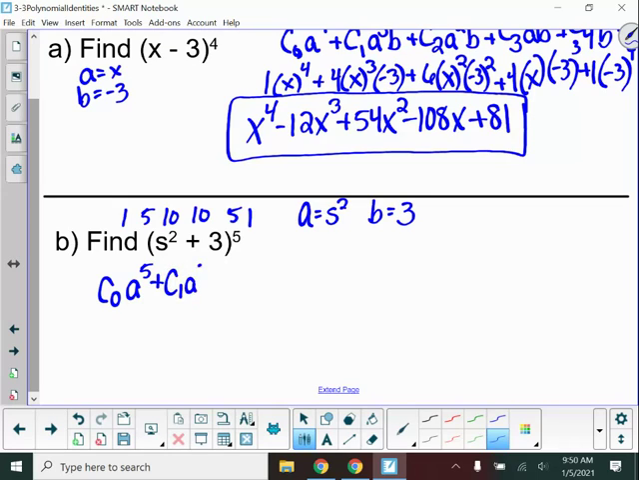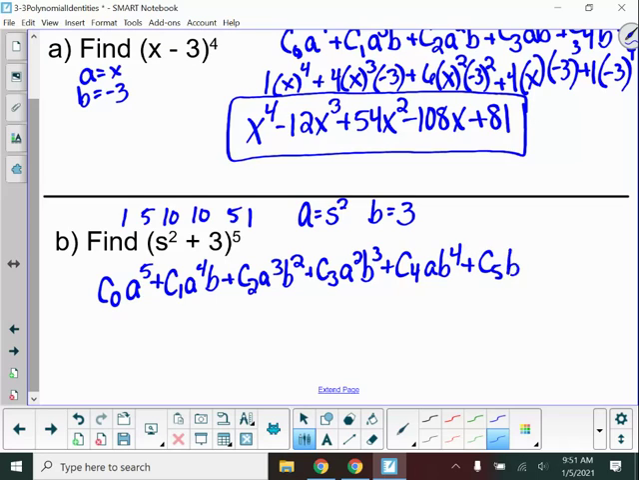Next coefficient, a to the fourth b. Next coefficient, a to the third b squared. Next coefficient, a squared b to the third. Next coefficient, a b to the fourth. And then our last coefficient, b to the fifth, because the a is now gone. So we would go through and plug in a and plug in b, and plug in your coefficients.